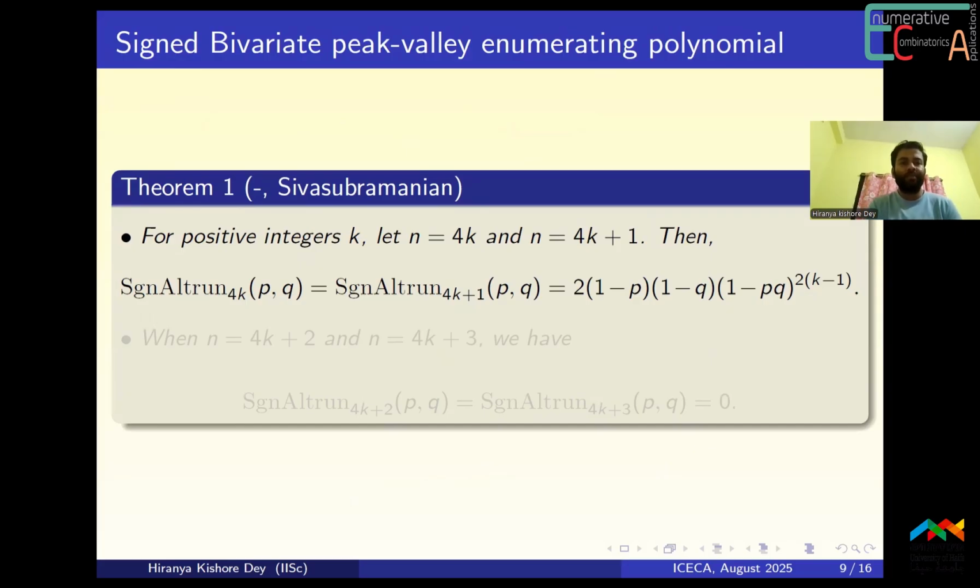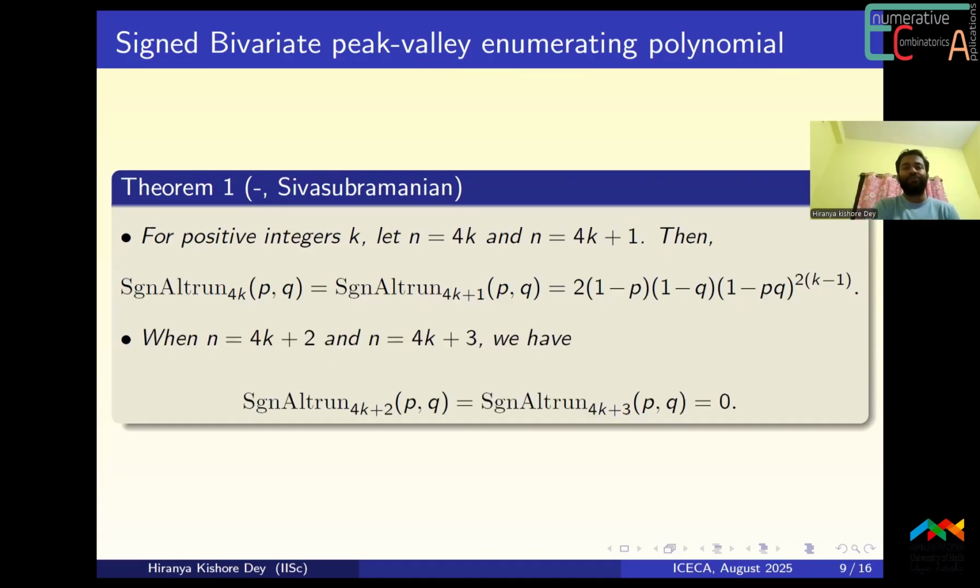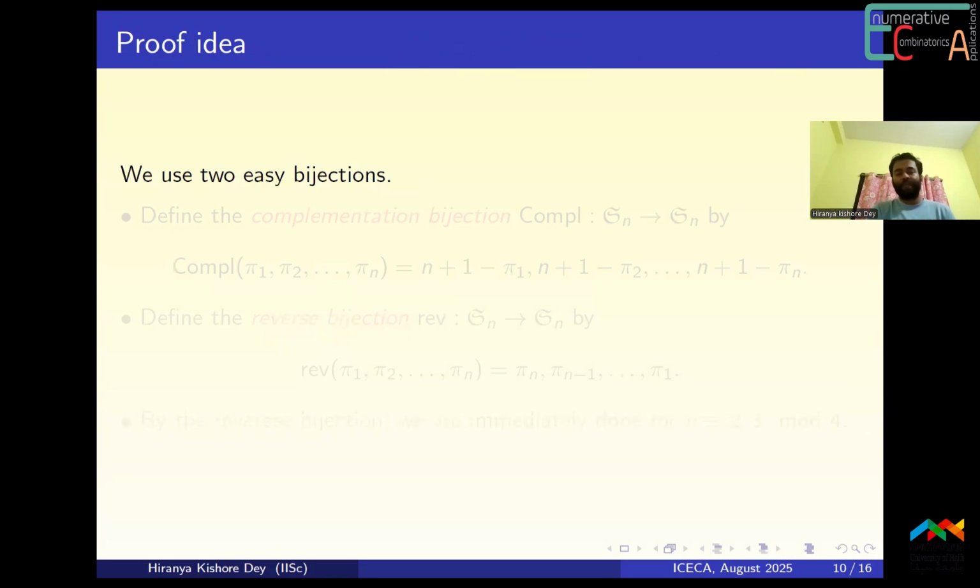So our result is that when n equals 4k and 4k plus 1, the signed enumeration neatly factorizes into 2 times (1 minus p) times (1 minus q) times (1 minus pq) to the power 2k minus something. And when n equals 4k plus 2 and 4k plus 3, these signed enumerations are 0. Okay, so we will give a brief idea of our proof here.